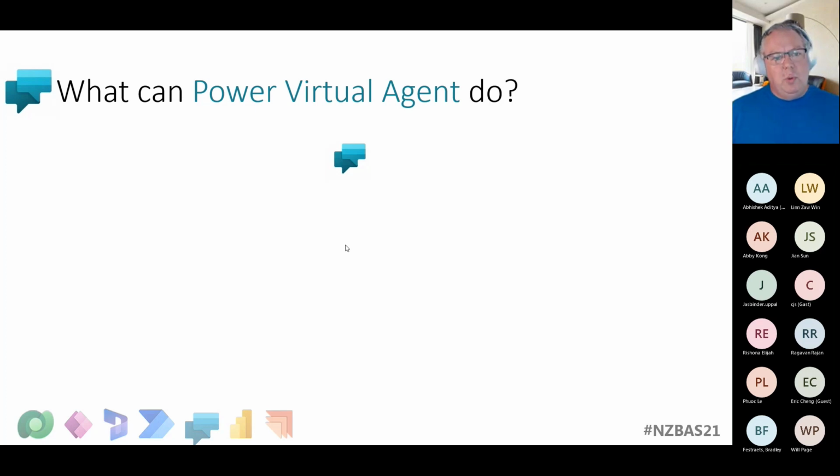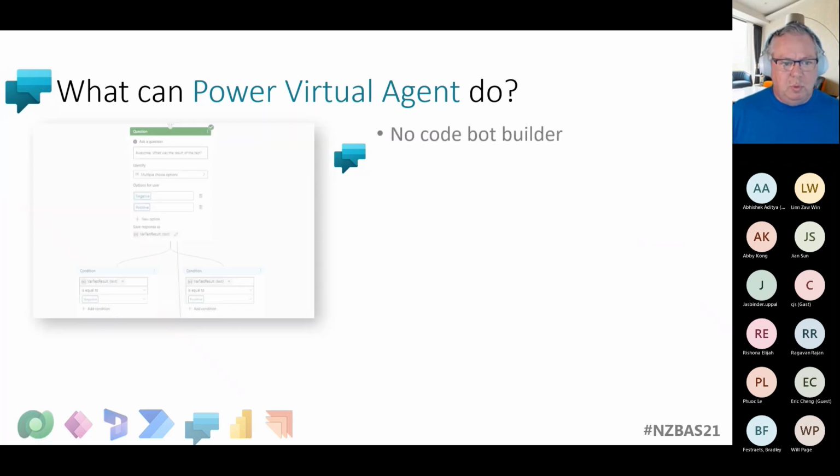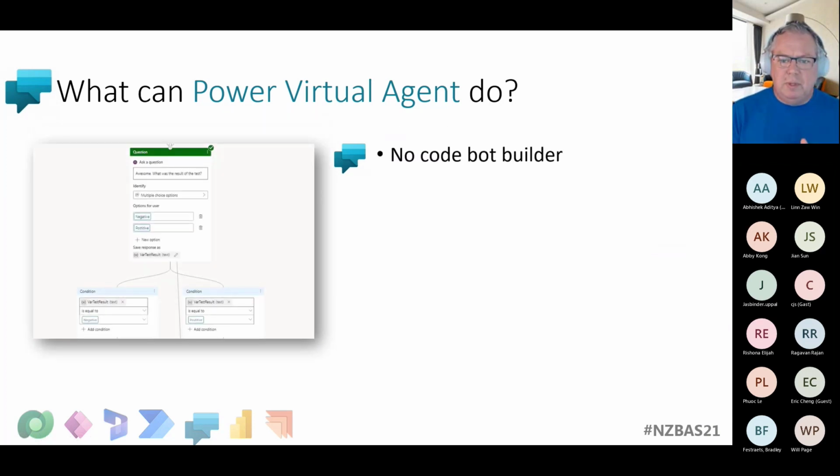Cool. So let's segue. What can Power Virtual Agent, or PVA, do? PVA is basically a bot builder. So let's have a quick run through what that does and where it fits into our world. It's a no-code bot builder. That's fundamentally what it does. It's a drag and drop conversational bot builder. We'll have a look at the interface when we do the demo.